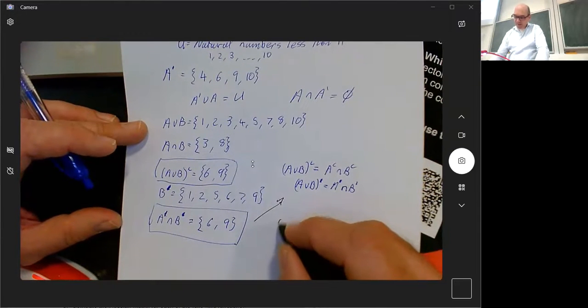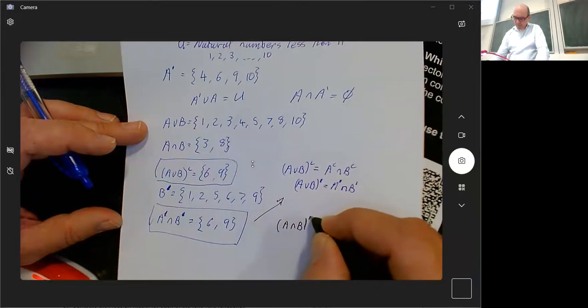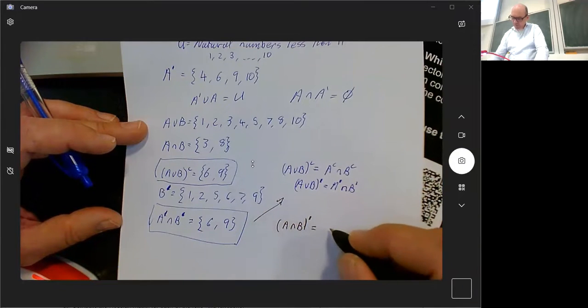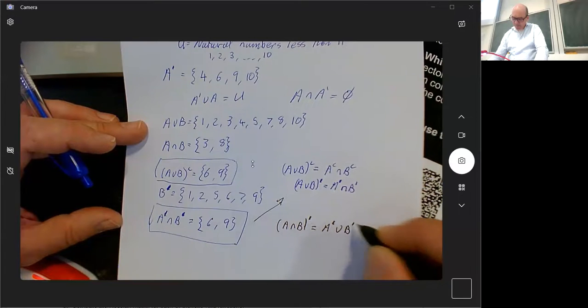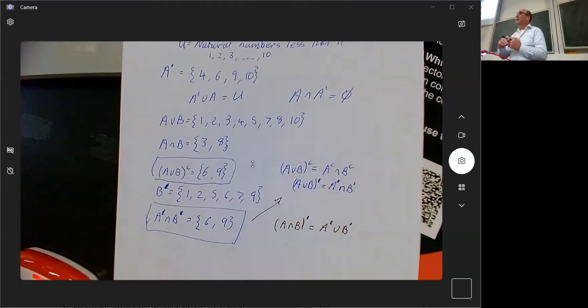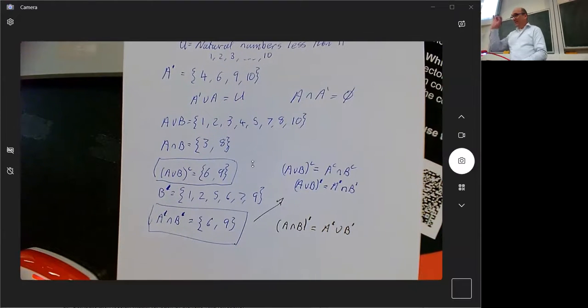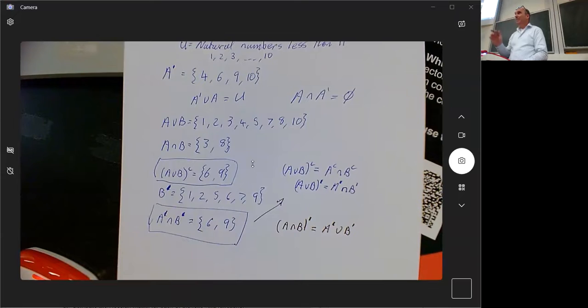There's a similar rule that says A intersection B complement is equal to A complement union B complement. I won't show that one, but this would be how you'd go about showing some of those things. I can do more complicated things, right? I'm going to pause there. You're okay with that? Going to just do one more thing here.